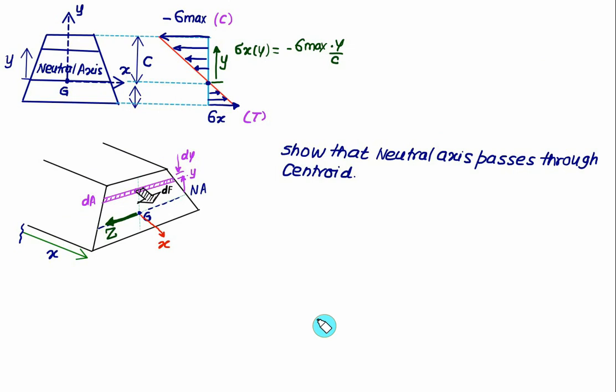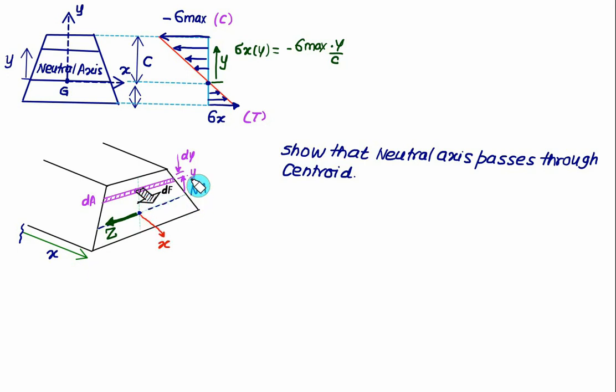Now one question has to be answered: is the neutral axis really passing through the centroid or somewhere else? So we want to show here that the neutral axis passes through the centroid. We'll consider the same element with area dA at a distance y from the neutral axis. Position of G will not be shown right now. We'll just show the neutral axis because we want to prove that the neutral axis will pass through the center of gravity. So position of G is not shown.